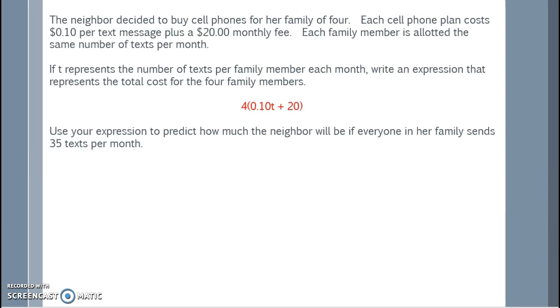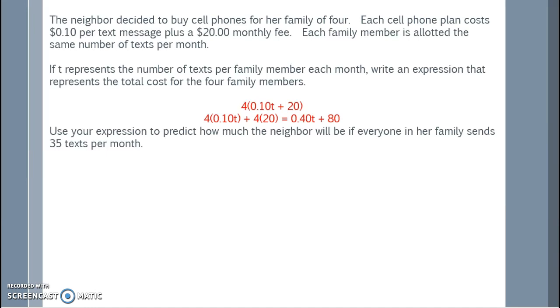But there are 4 family members, so we would need to multiply all of that by 4 so that every member in the family is counted. We can then use the distributive property to share the 4 with the 10 cents per text message and the $20 monthly fee, giving us 40/100ths T plus 80.